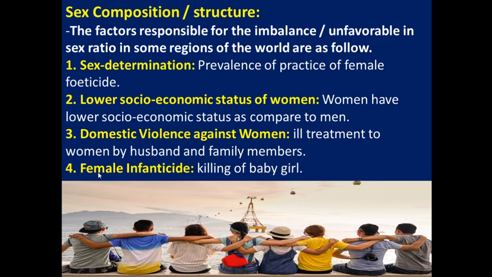And finally, female infanticide. That means killing of baby girls after birth. So these are some of the reasons that lead to an unfavorable or imbalanced sex ratio in some parts of the world. So these are the reasons for unfavorable sex ratio in different regions of the world.